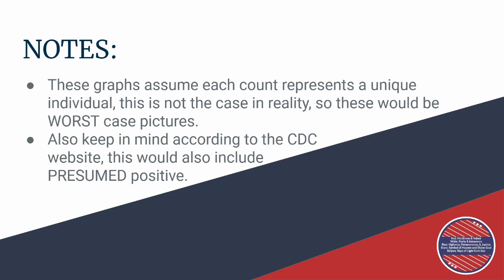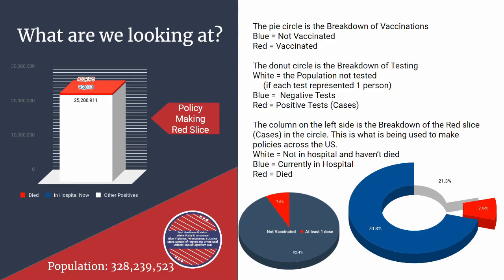There is a lot of data on these graphs, so let's go over what we are looking at. The pie circle is the breakdown of vaccinations. Red is equal to the number of people vaccinated, or the percentage of people. Blue are the people that have not been vaccinated. This is calculated by taking the population minus the number vaccinated.